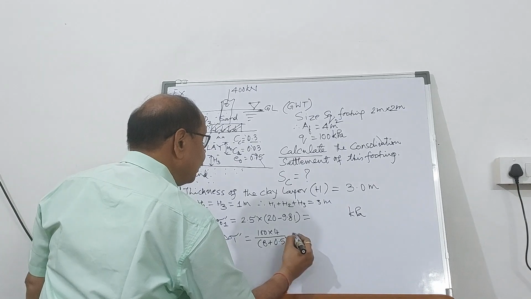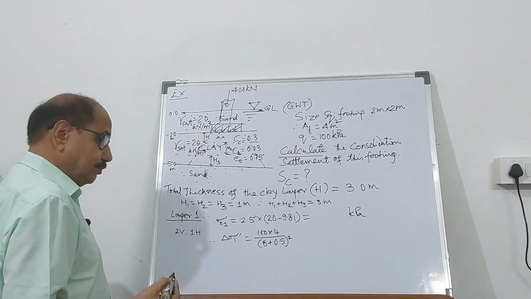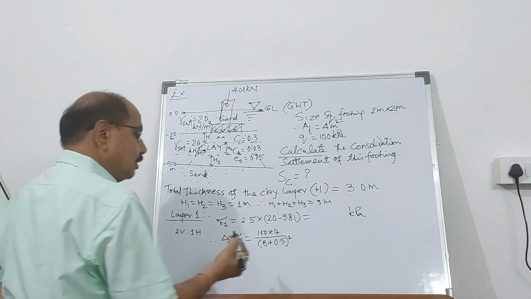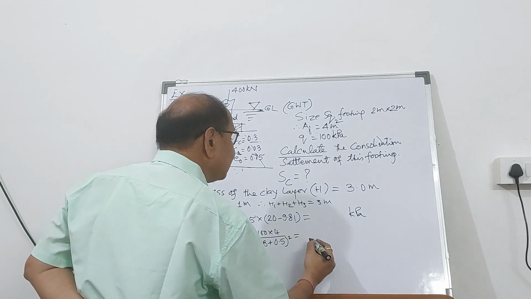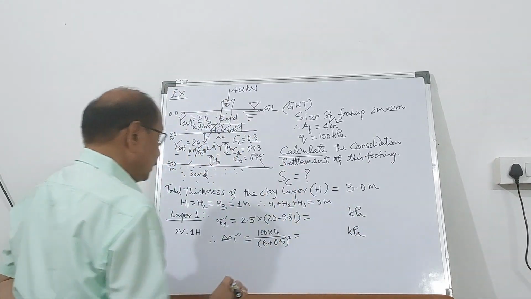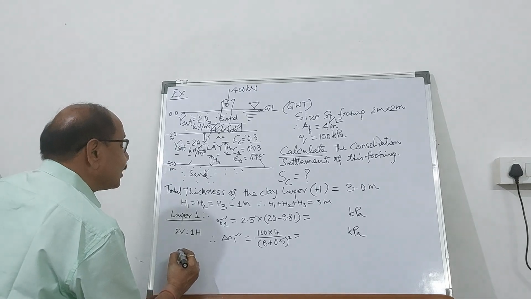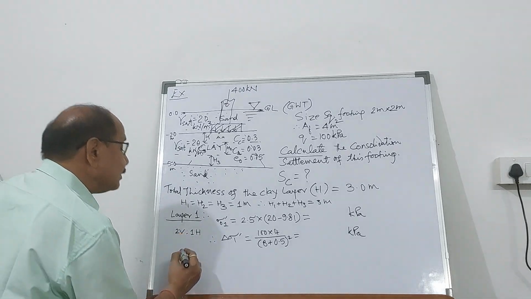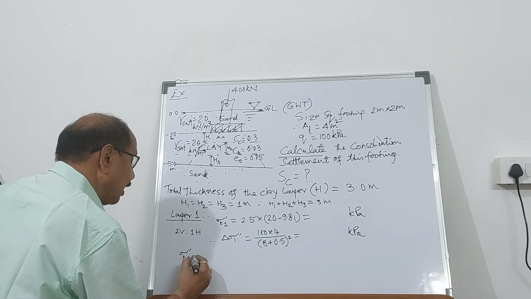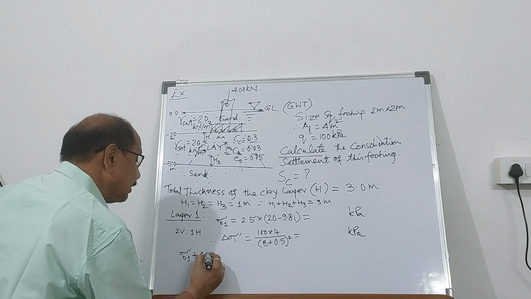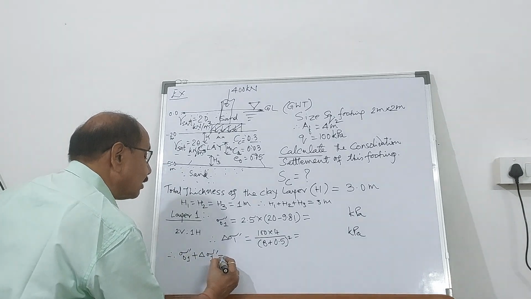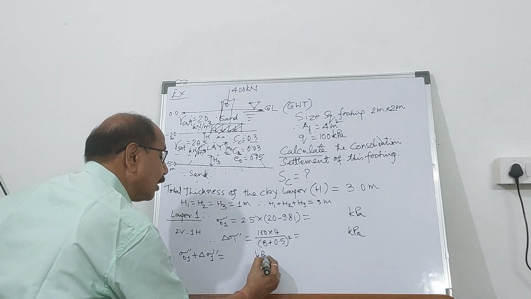0.5. Midpoint is at 0.5 of layer 1. So you add that and whole square. So if you can calculate this, and this will be also in kilopascal. And then you should calculate sigma naught prime for layer 1 plus delta sigma 1 prime. You can calculate it in kilopascal.